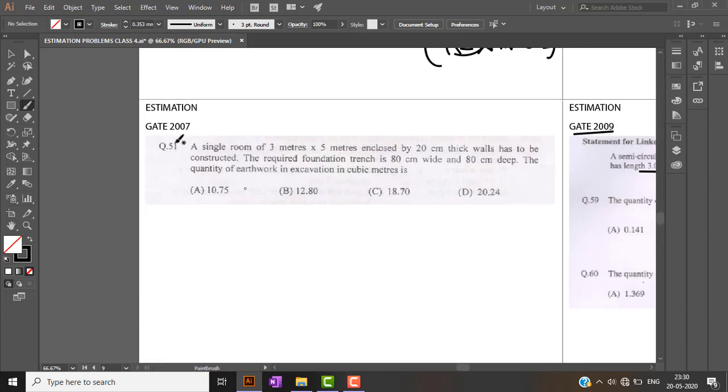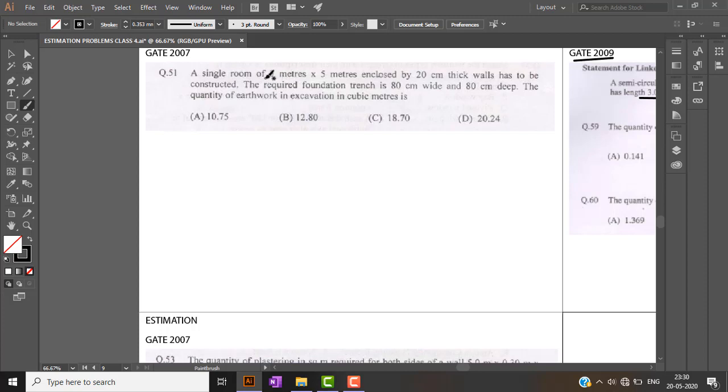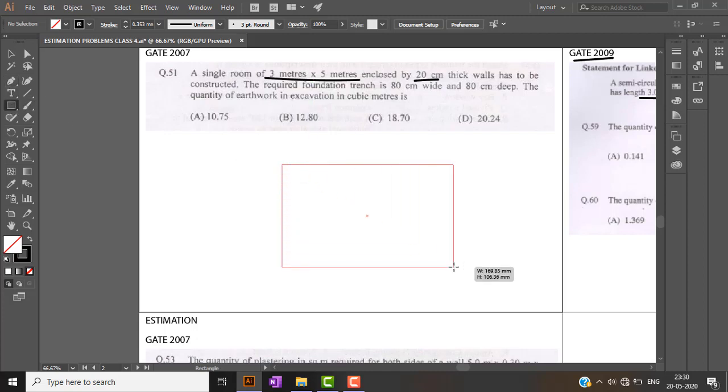So the next question is from GATE 2007. A single room of 3 meter into 5 meter enclosed by 20 centimeter thick wall has to be constructed. The foundation trench is 80 centimeter wide by 80 centimeter deep. The quantity of earthwork will be, okay, first let me draw a diagram for this. This is 3 into 5.